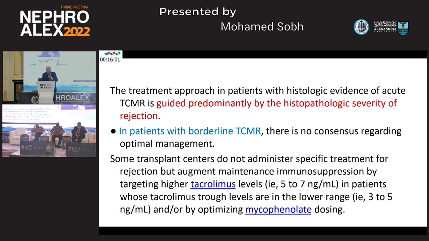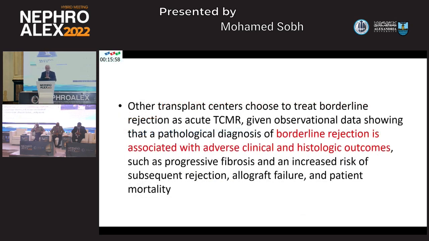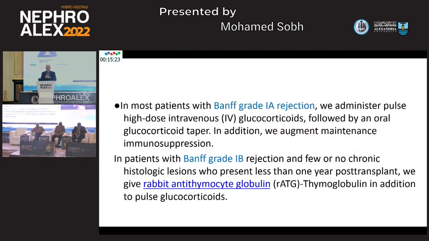And no anti-rejection treatment. But other centers choose to treat borderline rejection as acute T-cell mediated rejection, as Banff 1A, for example, given the observational data showing that a pathologic diagnosis of borderline rejection is associated with adverse clinical and histologic outcomes, such as progressive fibrosis and increased risk of subsequent rejection, allograft failure, and patient mortality. Our center, for example, follows this recommendation.